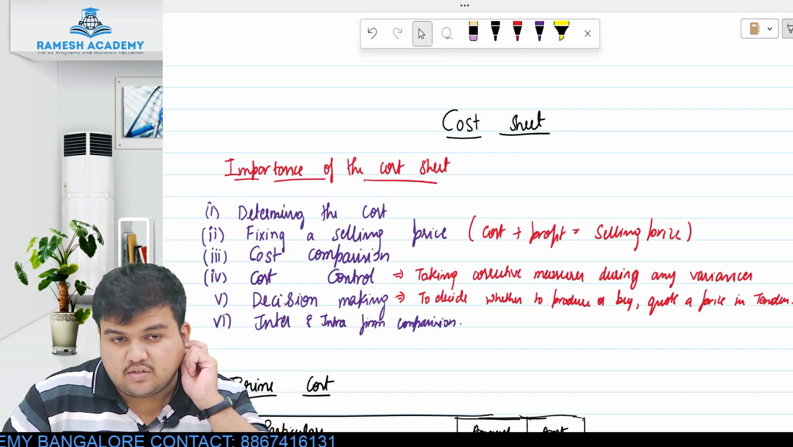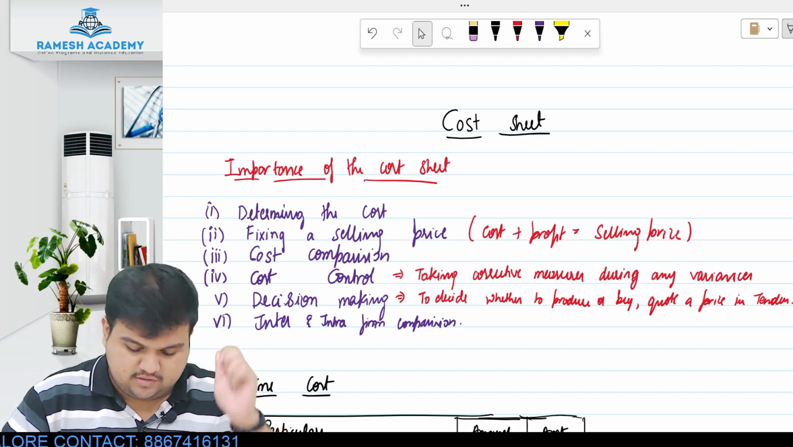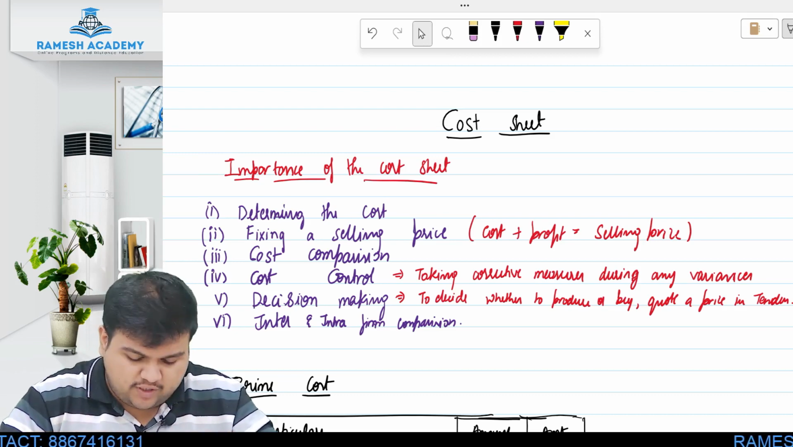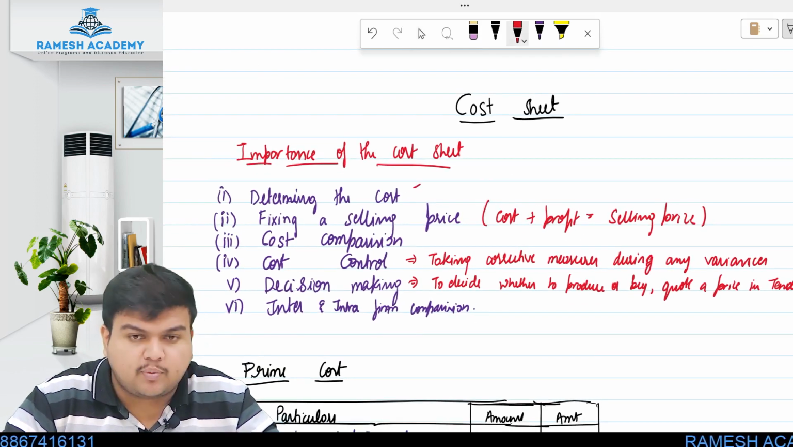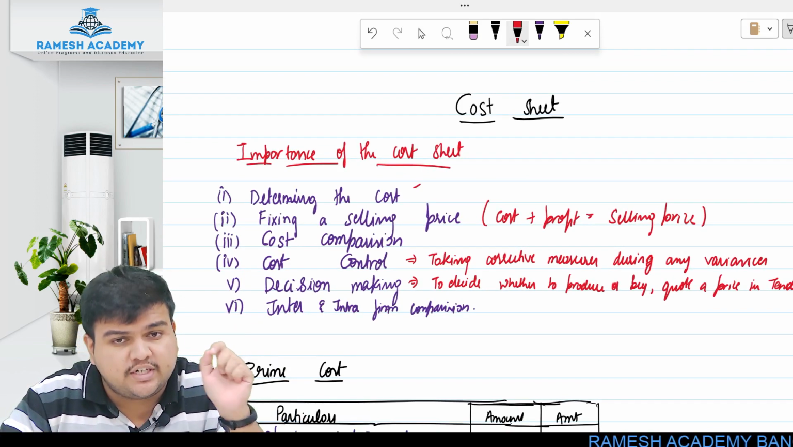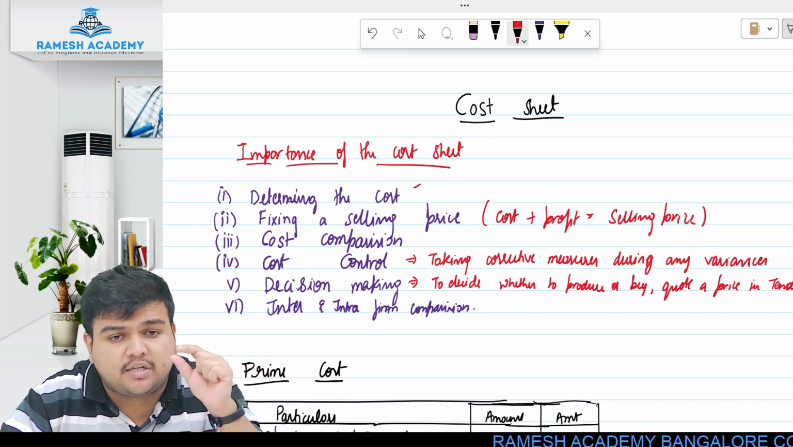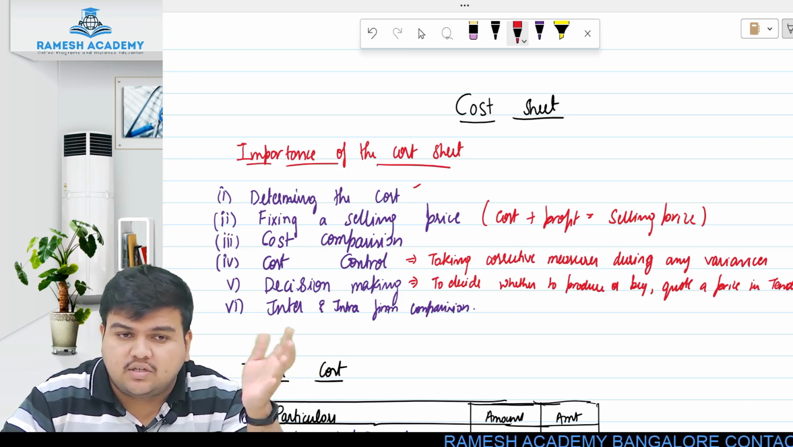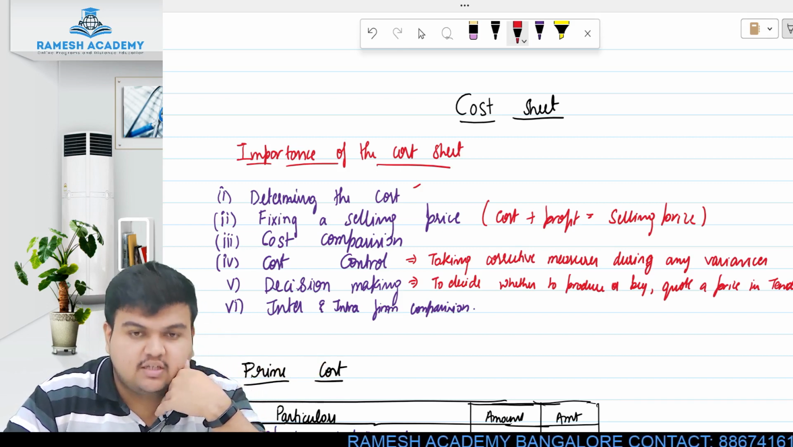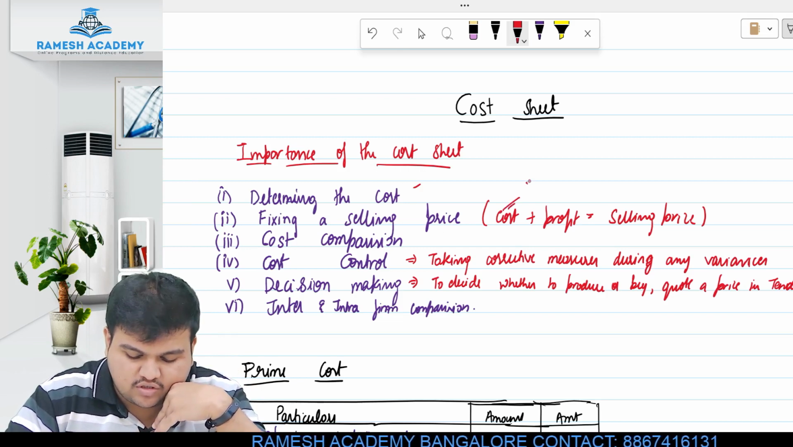The next and final topic is the preparation of a cost sheet, the final unit. Here, the importance of the cost sheet: why do we need a cost sheet? To determine the final cost of the product, the cost of sales, you need a cost sheet. To determine the profit of a company, you need a profit and loss account. In the same way, to determine the cost, you need a cost sheet. For fixation of selling price, cost plus profit is equal to selling price, and to determine the cost, you need a cost sheet.